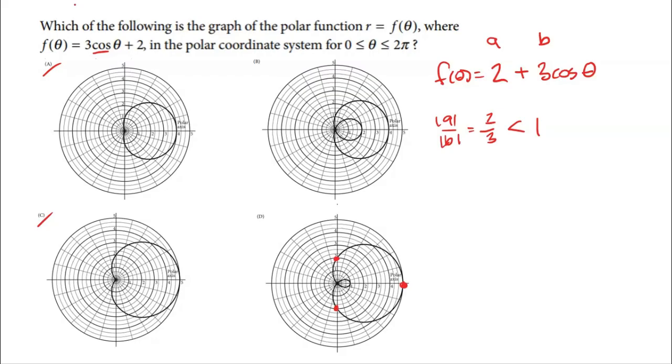And then the inner loop is the absolute value of A minus B, which is 2 minus 3, so the absolute value is 1. So that's where we see that inner loop go to 1. So that's a clear sign that D is my answer for this polar graph.